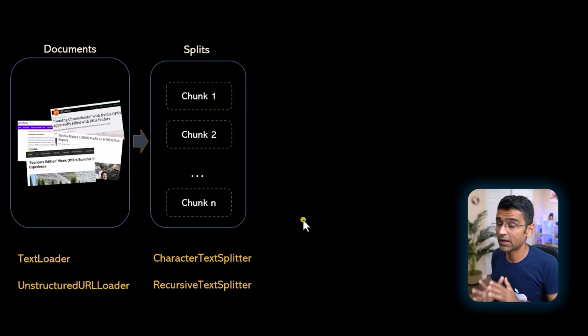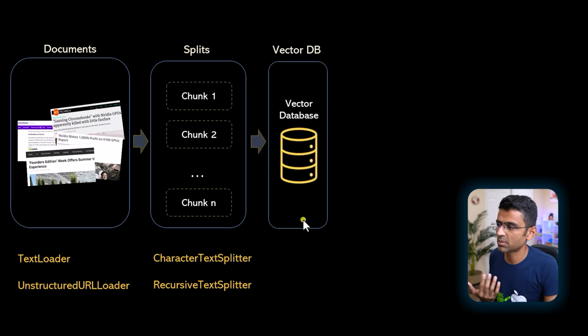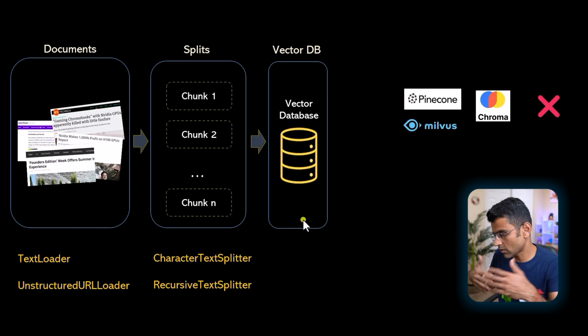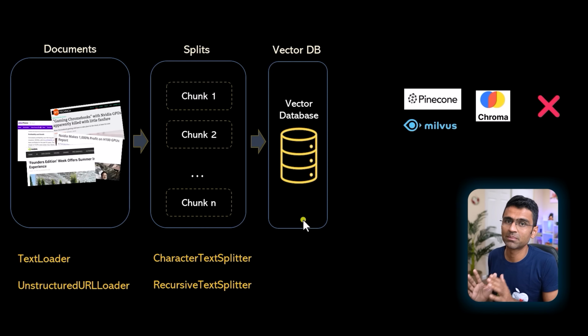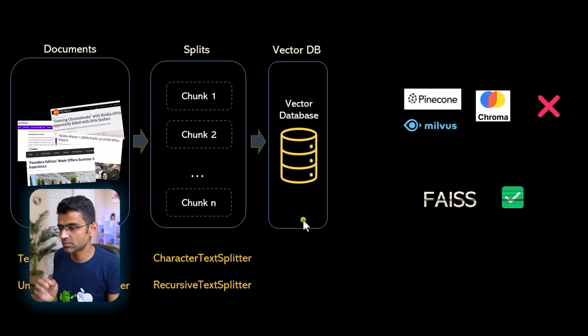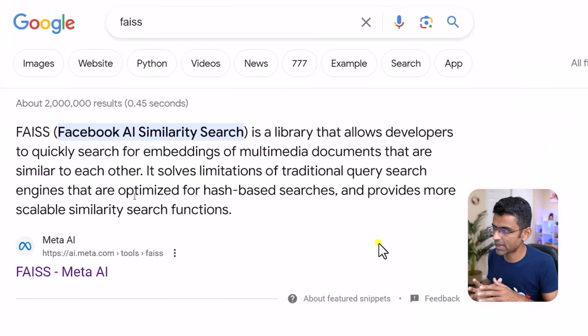Now that you have some understanding of text splitter, let's look into the next step, which is vector databases. Now for vector databases, there are a lot of options, Pinecone, Milvus, Chroma, but we are not going to use them in our project. We will use something called FAISS, which is a lightweight in-memory vector database type of thing. FAISS stands for Facebook AI Similarity Search.